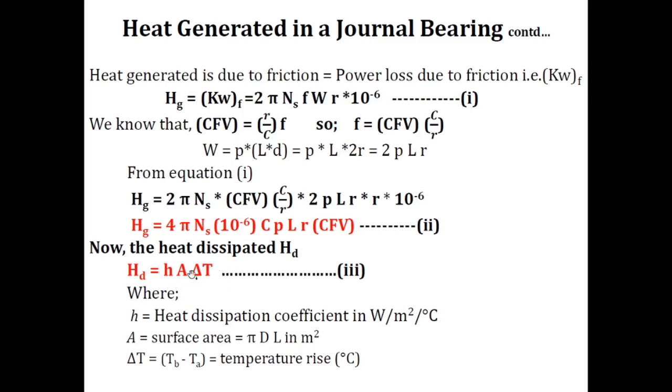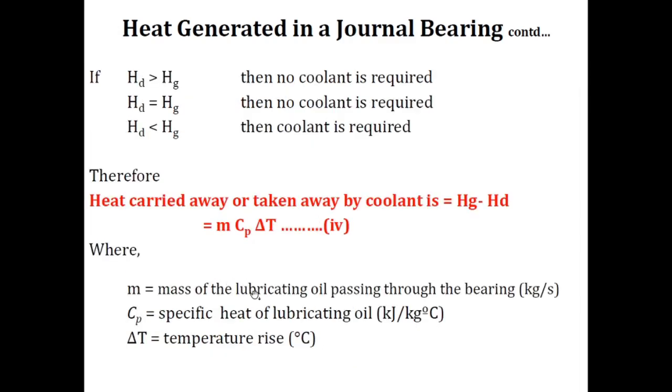Also, in this delta T, where Ta is the atmospheric temperature, if you decrease the value of this atmospheric temperature, automatically your delta T will increase, and as the delta T increases, your Hd will increase. So these are some common precautions, or common ways that you have studied in heat transfer, to control the heat generated. Whatever heat is generated, and the amount of that which is dissipated, the remaining we call the heat carried away, or taken away, by the coolant.